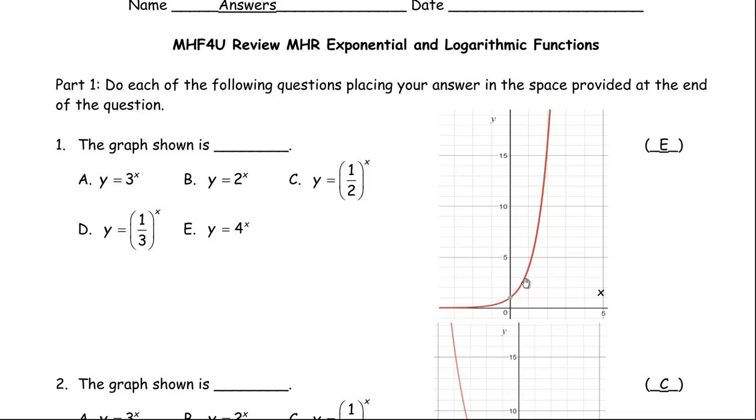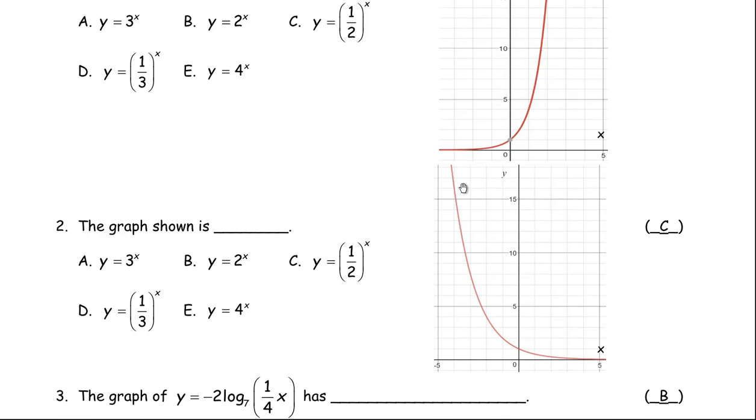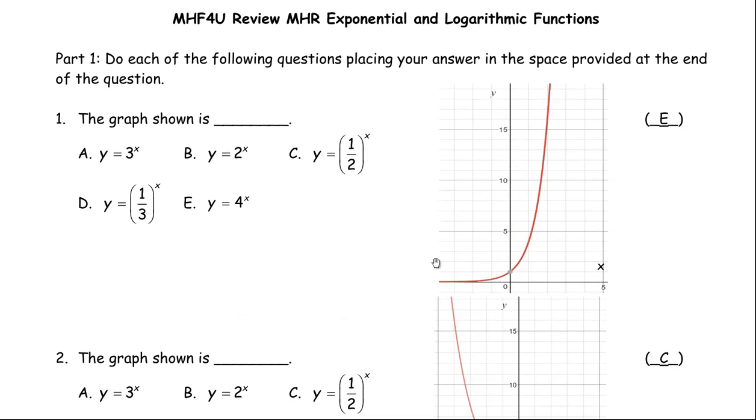Now, if it's rising, that means that the base has to be a number larger than 1. If it's a fraction between 0 and 1, like the half or the third, then, well, actually that's the kind of shape we have in the second one here. It's actually decreasing instead of increasing as you go from left to right. So is it 3, 2, or 4 is the base?